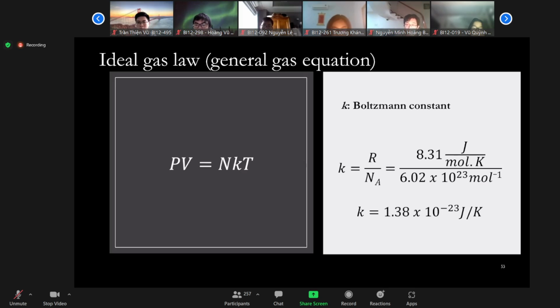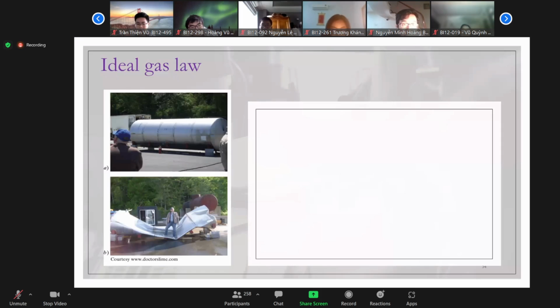Chữ khó tí nhé. Okay, so the Boltzmann constant is this one. Please also remember we are going to use it. 1.38 times 10 to the power minus 23 joule per Kelvin. So this is the value of the Boltzmann constant. Now, I have an example that we can use the ideal gas law to explain.